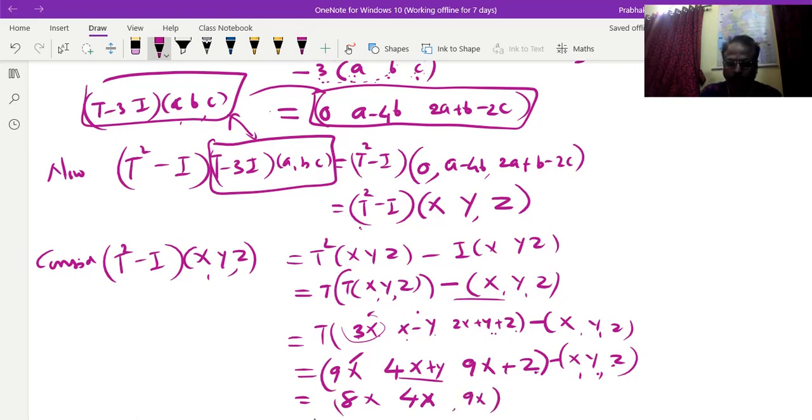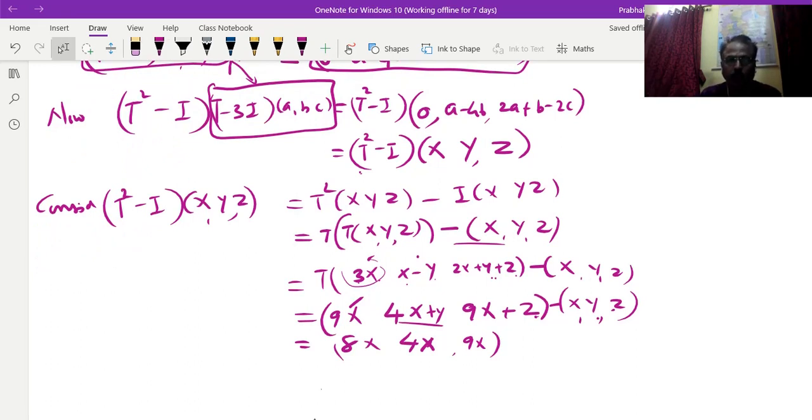Anybody can guess? If you can guess, very good. What is capital X? Go back. Instead of this, we have taken x, second one is y, third one is z. What is x now? 0. So 0, 0, 0. So we proved that it is 0, 0, 0.